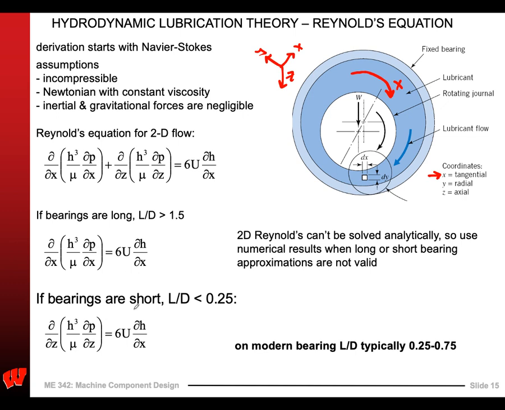And then if I have a really short bearing, like the skateboard bearings, then I could say all the action's going in the z direction, and there's not much flow in the x direction. And so then it becomes this, right? And so I can simplify these two. In reality, the modern bearings are typically just a little bit longer than this, but not this long, right?